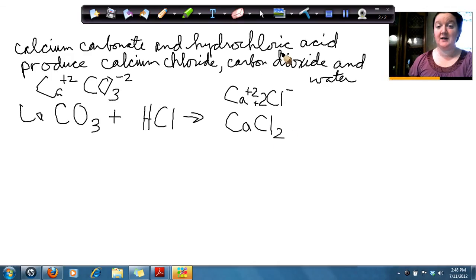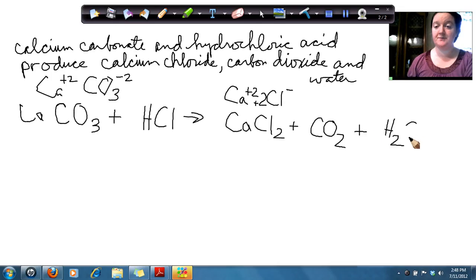And then we have carbon dioxide. Remember that di means 2. So we have CO2. And then we're adding water. Now we need to be able to count. Here we've got our calcium carbonate and our hydrochloric acid.